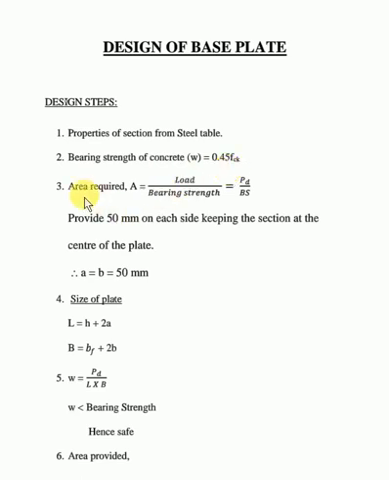In step number 3, we'll find out the area required, capital A, which is equal to load by bearing strength. Here this load is our factored load PD by bearing strength. Then we'll provide 50 mm on each side, keeping the section at the center of the plate, A equal to B equal to 50 mm. This thing I'll show you with the help of a diagram.